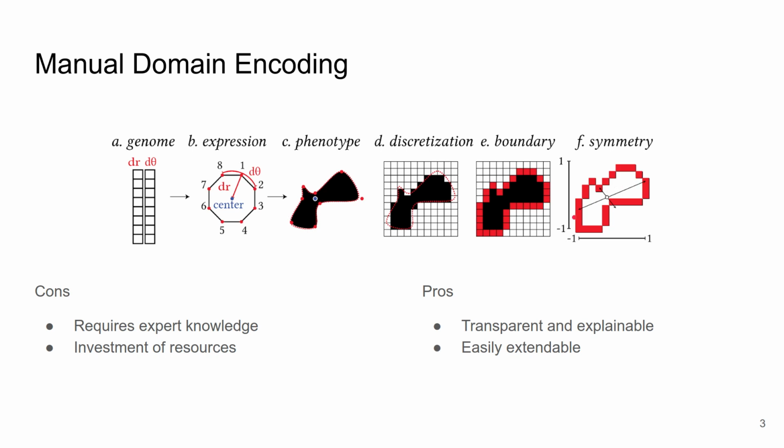The cons are that this requires expert knowledge. Even in this simple example, you can understand that there is a lot of programming and thinking involved until this works. We need to invest resources to be able to do this. The pros are that this is a transparent representation, it's very easy to explain, and it's easily extendable as well.